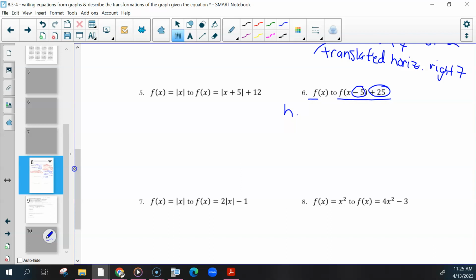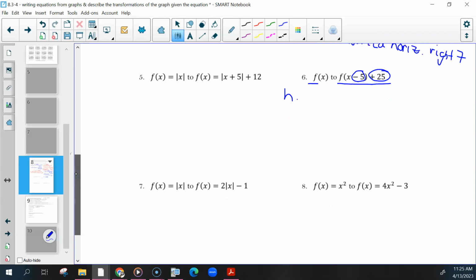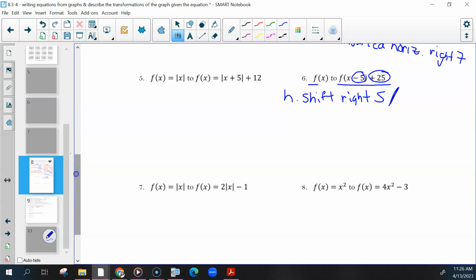Look at your other examples where we have plus or minus inside. What type of transformation would this be? And then if it's minus, what direction are we going, left or right? Right. Always opposite. And then 5. Or the longer version, translated horizontally right 5.